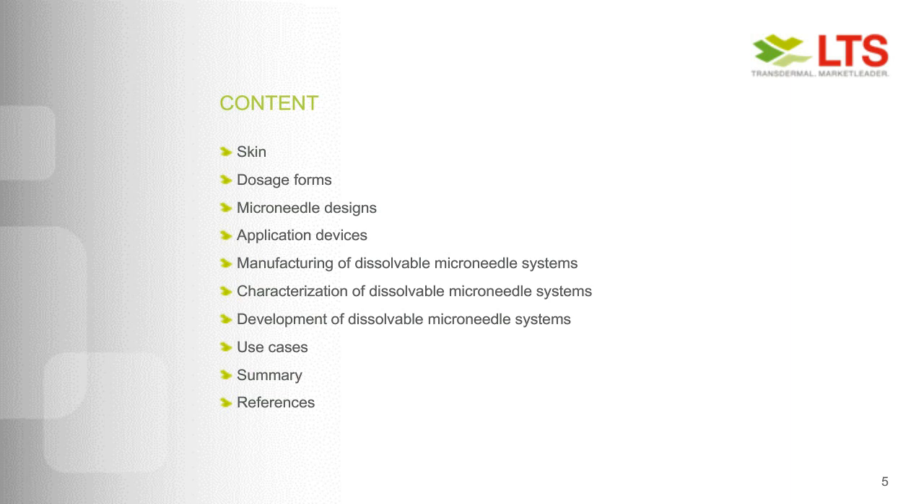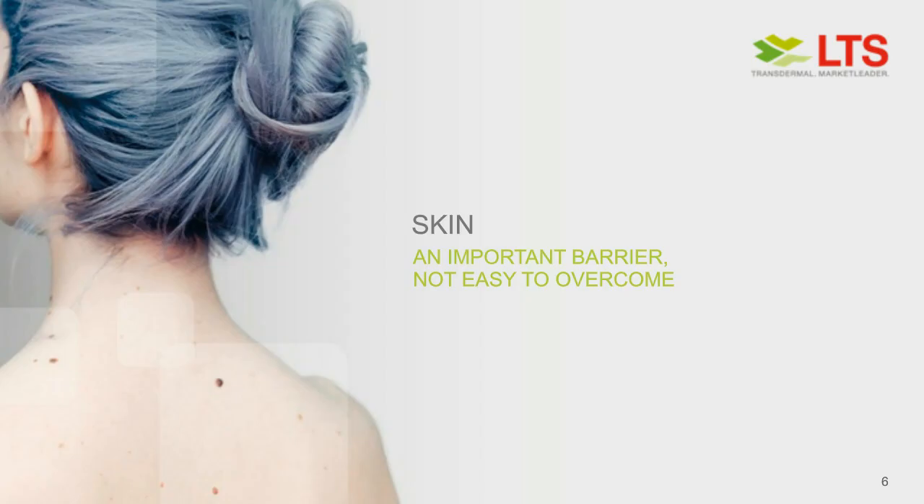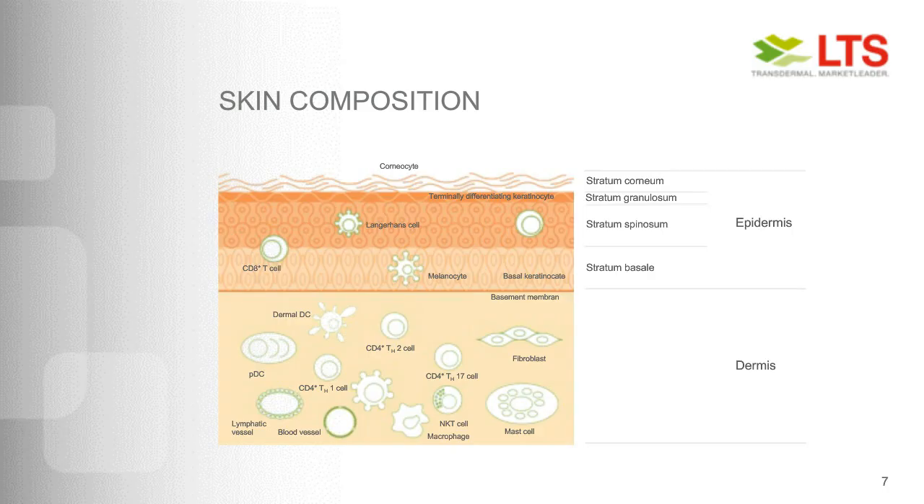Okay, let's jump ahead. Skin. Skin is an important barrier of the whole human body. It's not easy to overcome on purpose, actually. And when we look at skin, this is just a very rough overview. We have this distinction between epidermis and dermis, and the hypodermis below that. And if you check the epidermis, you will see that the outer layer of the epidermis, the stratum corneum, is one of the main barriers to overcome when we think about transdermal or dermal drug delivery.